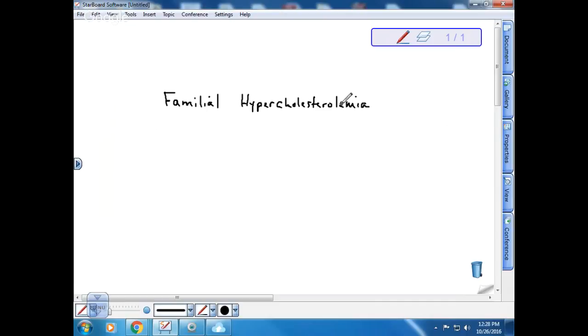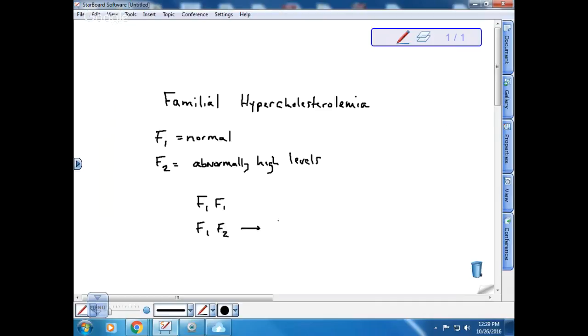And so F1 is normal, right? But the mutation F2 causes abnormal levels, so abnormally high levels of cholesterol. Most people in the population have this combination, right? However, if there is a mutation that's passed down from subsequent generations, they can have this combination. So it'd be F1, F2, right? And this combination can lead to heart disease in your 20s and 30s.